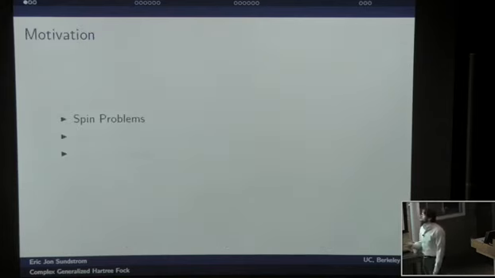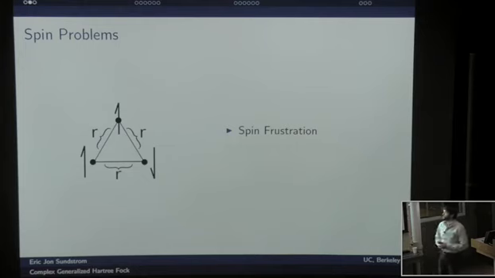To motivate all of this, the first place I like to start is with spin problems, and I mean that in two general ways. The first is what is labeled in quantum chemistry as spin frustration. This is where you have a spin state that's degenerate with another one. Here I have an upspin and a downspin, and I could choose these in essentially any pattern, and those would be degenerate states.